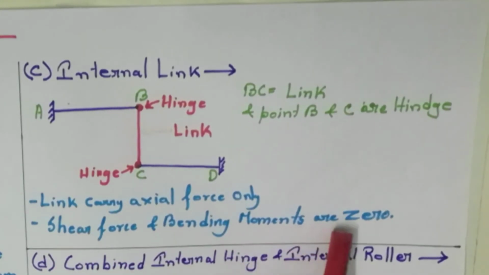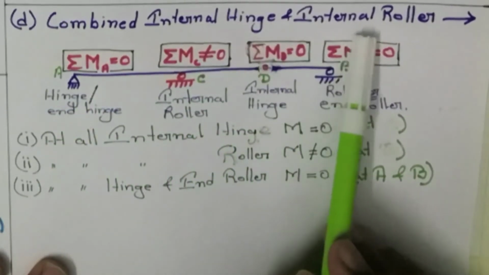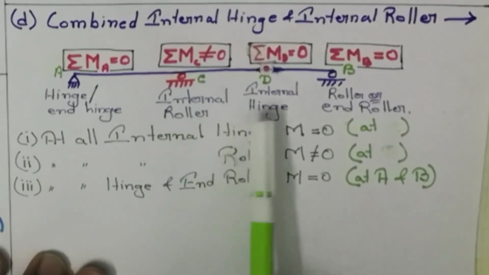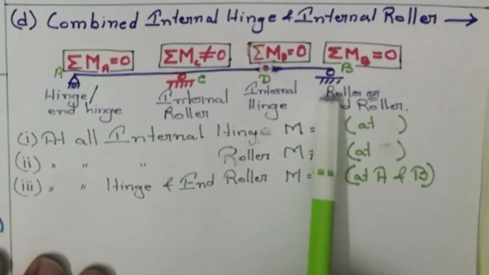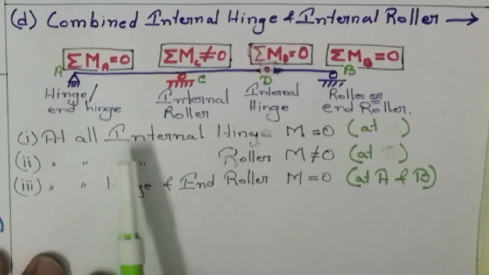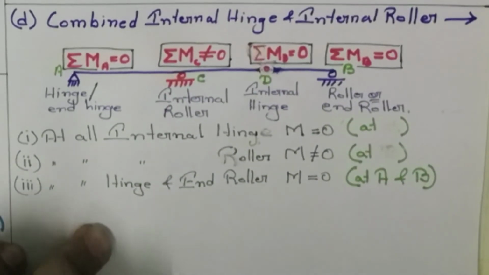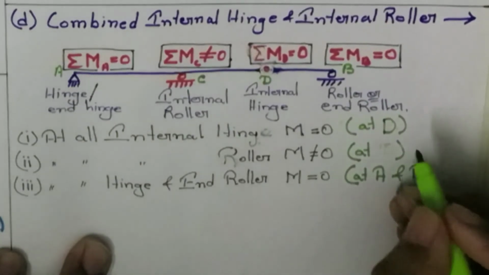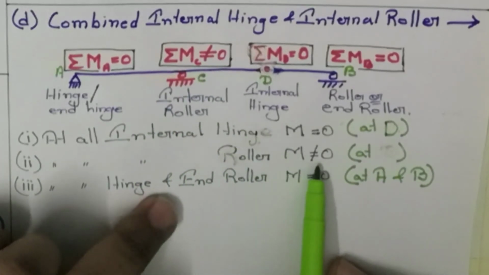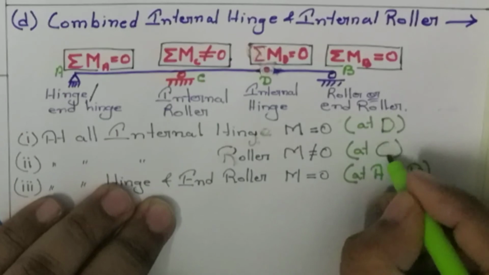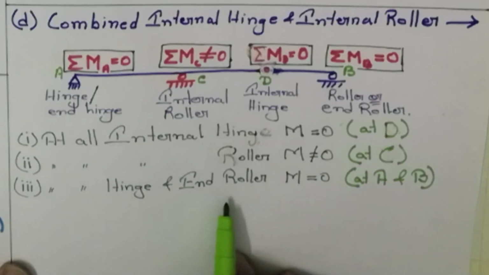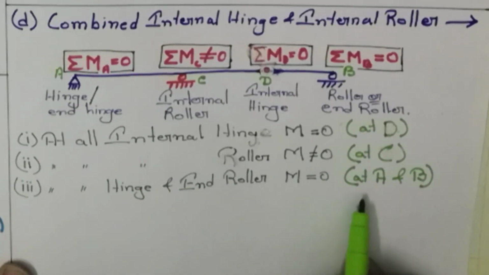Shear force and bending moment are zero for combined internal hinge and internal roller. Point A is a hinge, end hinge. Point C is an internal roller. Point D is an internal hinge, and point B is a roller or end roller. Now at all internal hinges, moment will be zero, so this is point D. At all internal rollers, which is point C, summation of moment will be zero. So this is point C. At all end hinges and end rollers, moment will be zero at A and B.